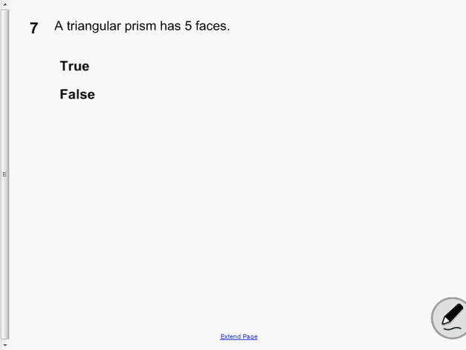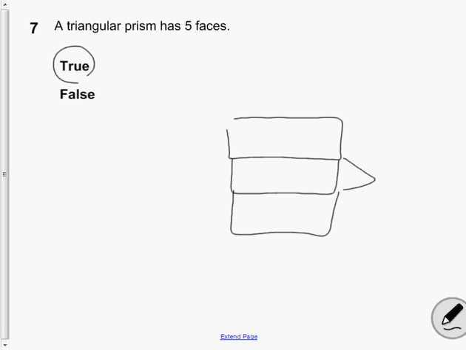A triangular prism has 5 faces. That also is true. And if we were to draw that, the easiest way for me to see the 5 faces is to draw the net. There's a triangular prism laid out as a net, and I can see 1, 2, 3, 4, 5 faces.